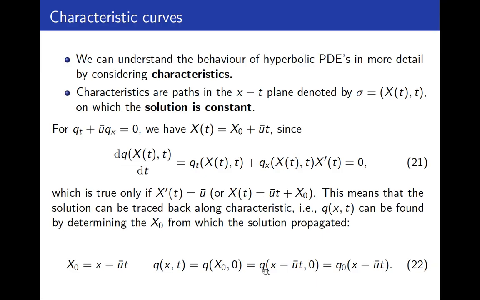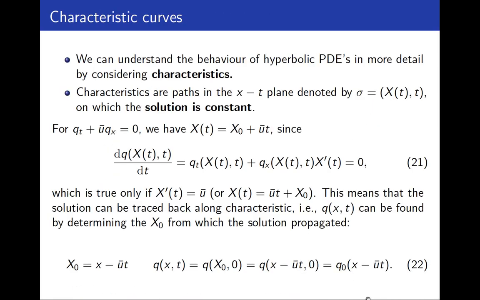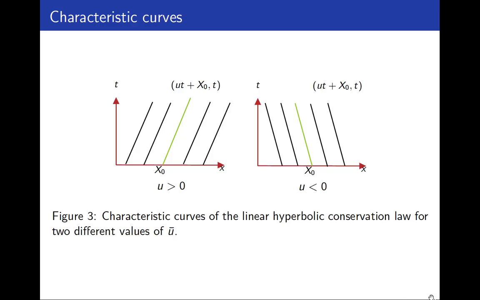So Q, the solution, is just evaluated at x0, which is these terms. So Q evaluated at x minus u bar multiplied by t, evaluated at time equal to 0. So this equation is going to be reduced to this right hand side, which is just the equation that we obtained in equation 19. So this is another way to find the solution of this PDE, the linear advection problem. Those are the characteristic curves that are going to be important in explaining some finite volume methods.